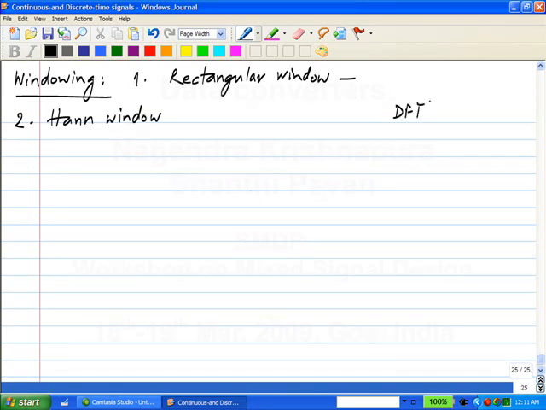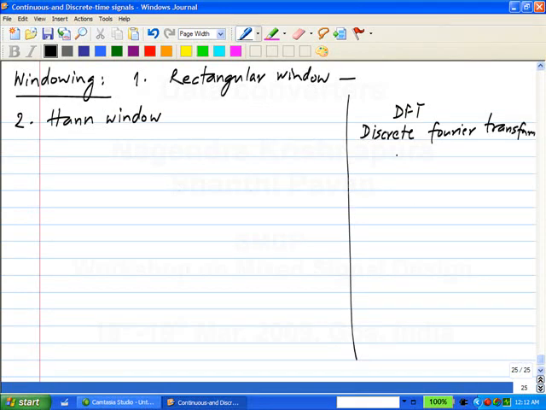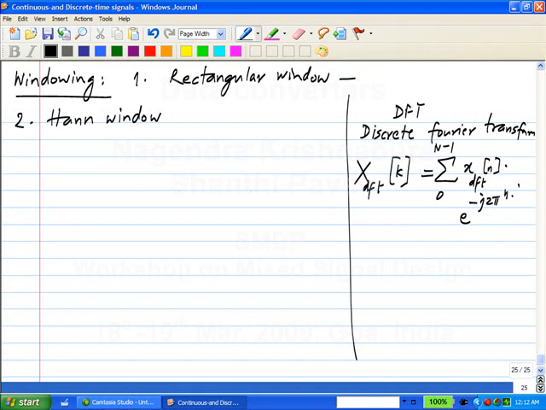DFT stands for the discrete Fourier transform, and it's given by the formula I had shown earlier. It is calculated at discrete points k. For some N, you calculate the summation from 0 to N minus 1, and this is weighted by e to the minus j 2 pi n times k by N. So you are calculating it at normalized frequencies k by N. That is the discrete Fourier transform.